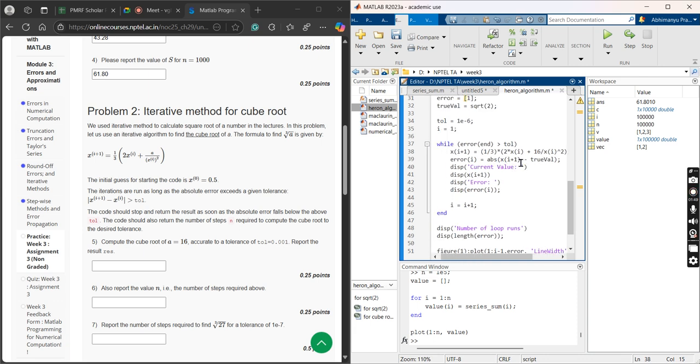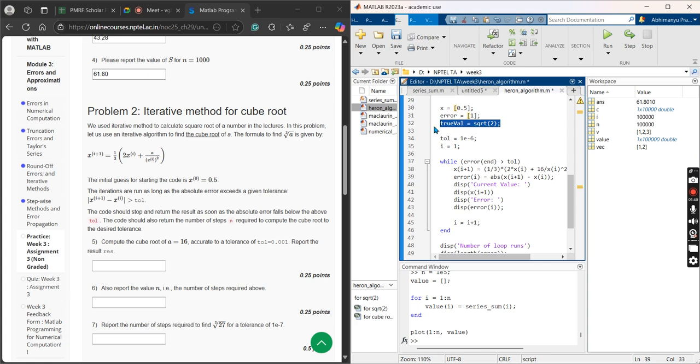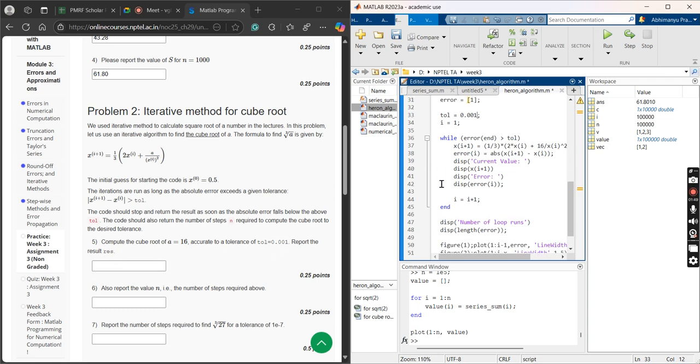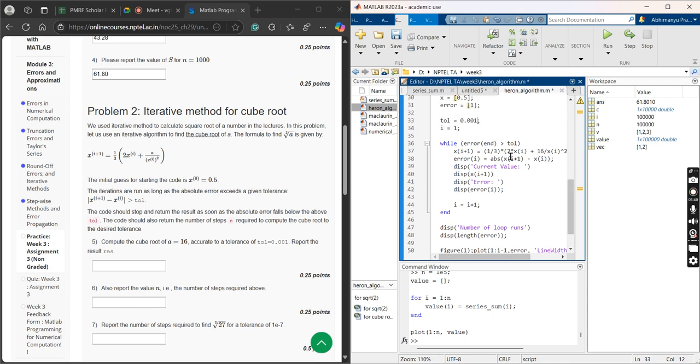Right? Now I will calculate the approximate error. So instead of true val, this should just be xi. Now I don't need this true val. The tolerance needed is 0.001, and report the result res. Compute the cube root of 16 to the tolerance, report the result res. Fine. So we need the current value of xi, also report the value of n and the number of steps required above.